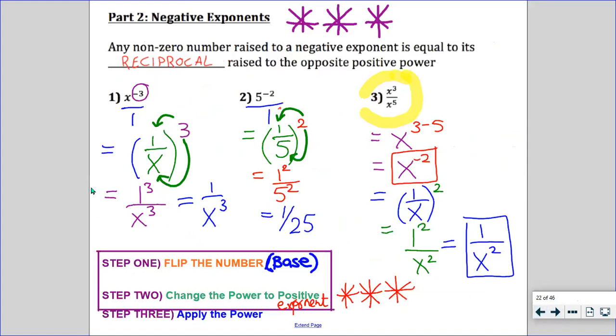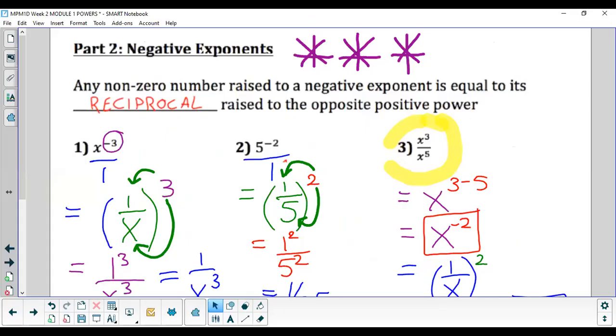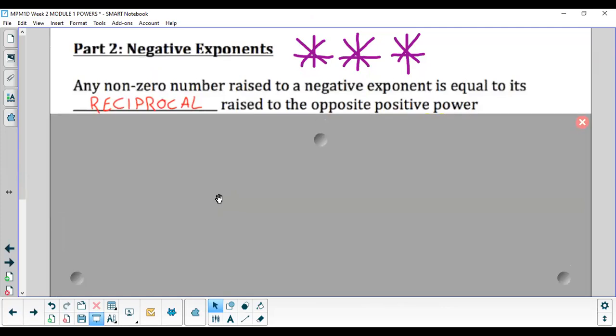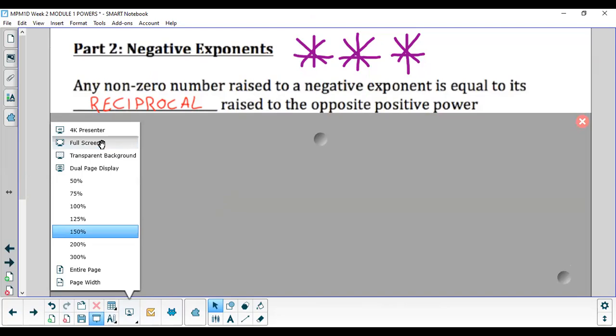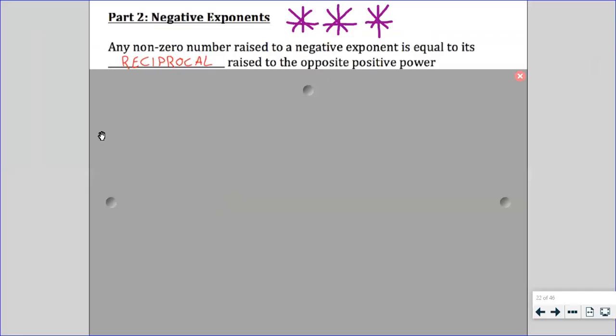Okay, I'm just going to put the screen up. This is the rule that gives students the most problems. I want you to write this with a big star, star, star next to it, probably the most important rule. It says any non-zero number raised to a negative exponent is equal to its reciprocal raised to the opposite positive power. That's a lot to take in, so we're going to break that down a little bit further. I've written the word reciprocal in large letters.